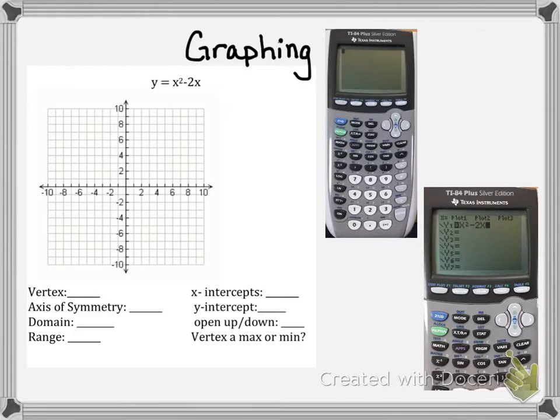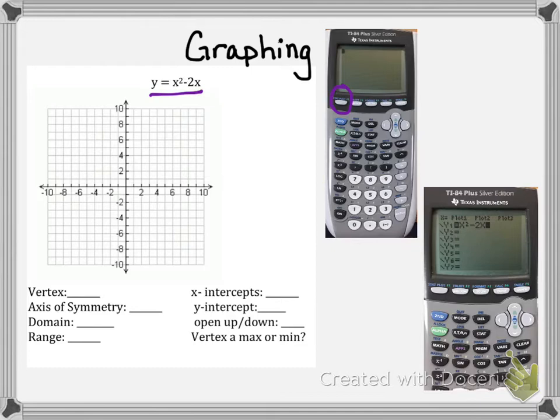In this video, we're going to talk about how to graph using our graphing calculators, as well as where we get that important information. So we have the equation y equals x squared minus 2x. The first button that you want to push on your graphing calculator is the Y= button right there.